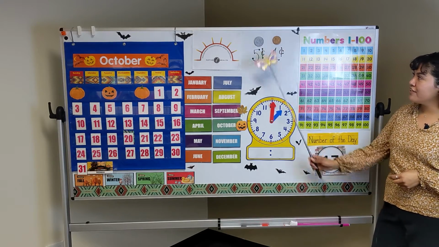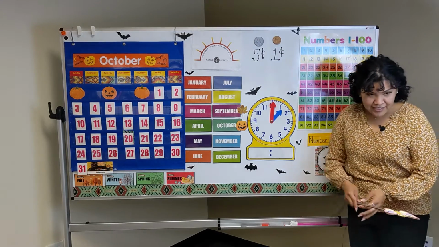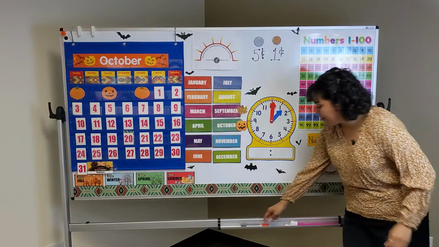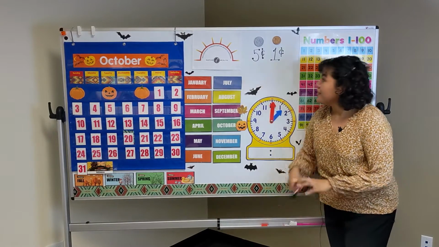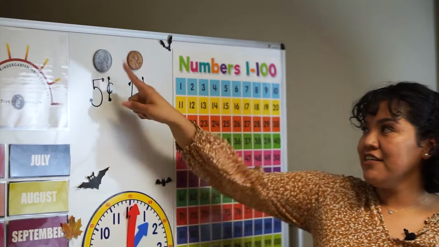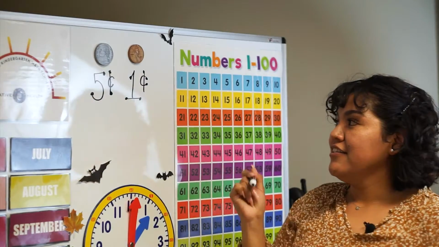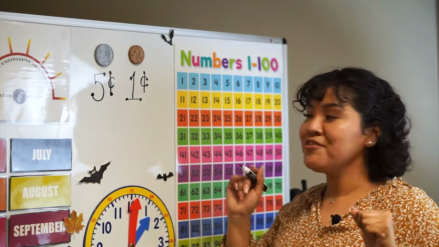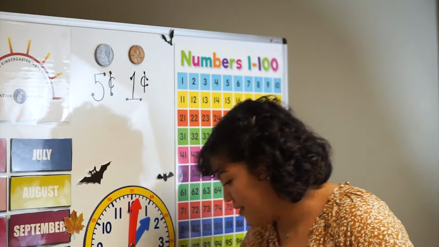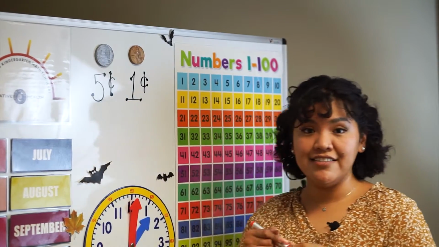Let's jump over here to our coins, our nickel and our penny. So remember yesterday, we said a nickel and a penny makes 6 cents? Because a nickel is worth 5 cents and a penny is worth 1 cent. So I'm gonna show you something really special today. Let me get my red marker and let's introduce the cent sign.